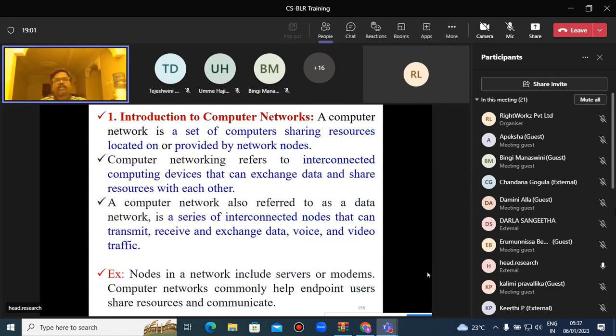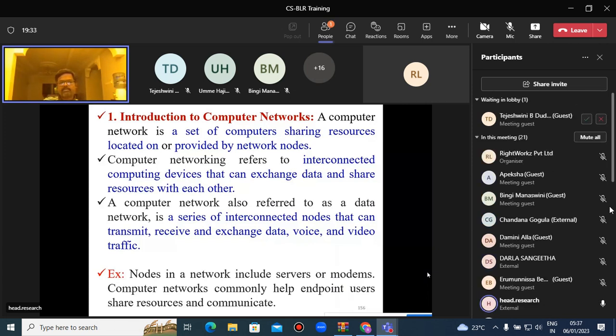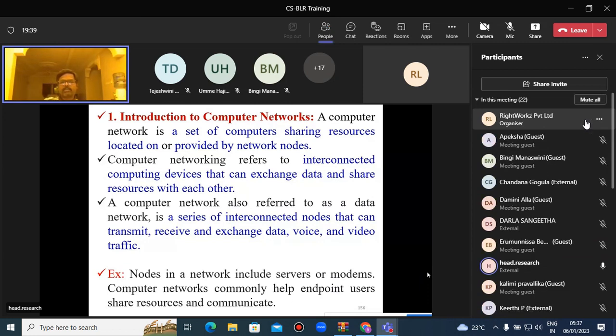First, in computer networks, see the definition. A computer network is a set of computers sharing resources located on or provided by network nodes. So why are we using computer networks? A collection of computers specifically for sharing resources between server to computer or computer to server, or provided by network nodes. Node is nothing but a computer.